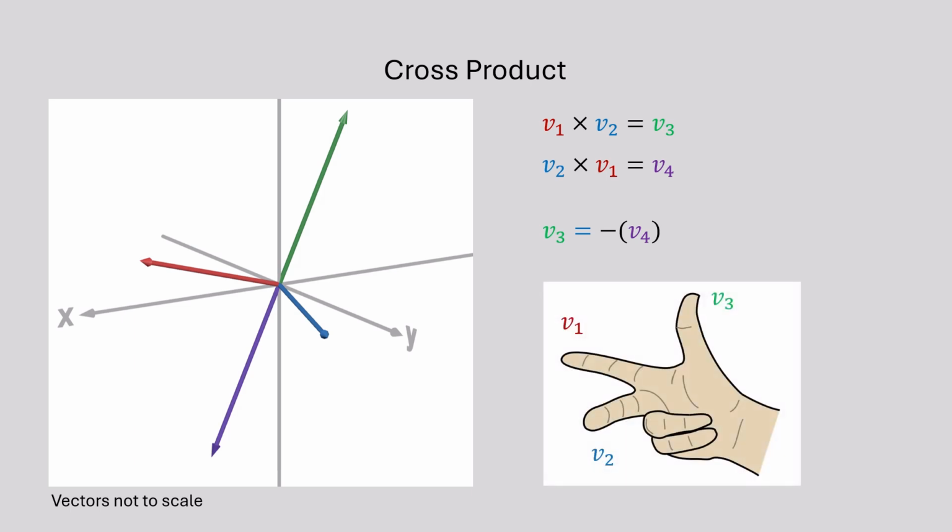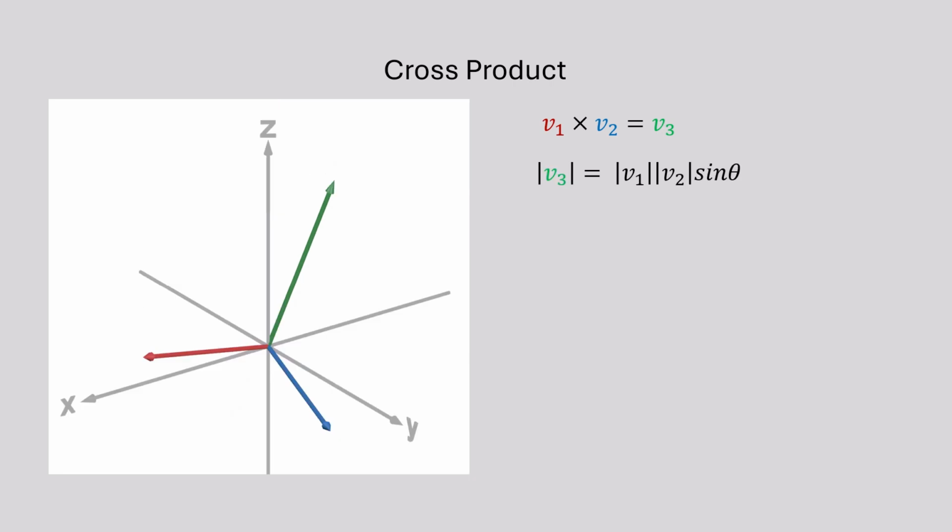Besides computing the cross product by finding the determinant, you can also use the right-hand rule, where you point your fingers in the direction of the given vectors V1 and V2, then stick out your thumb. The direction your thumb points in will be the direction of the resultant vector. The cross product returns an orthogonal vector.